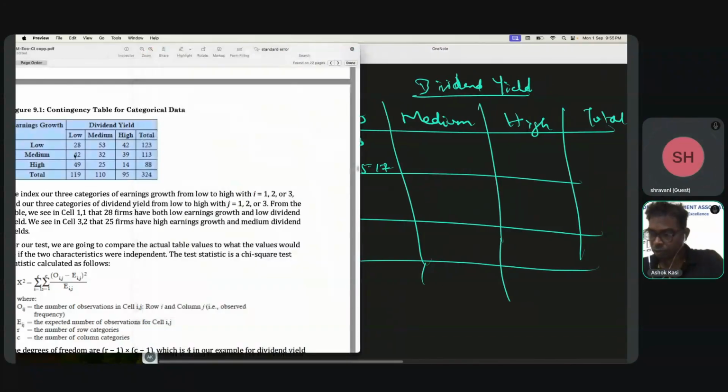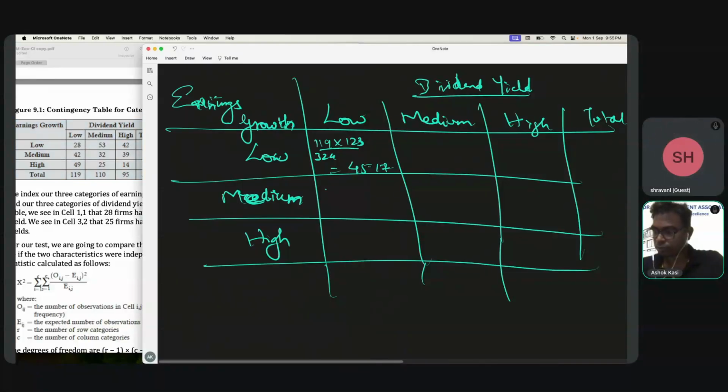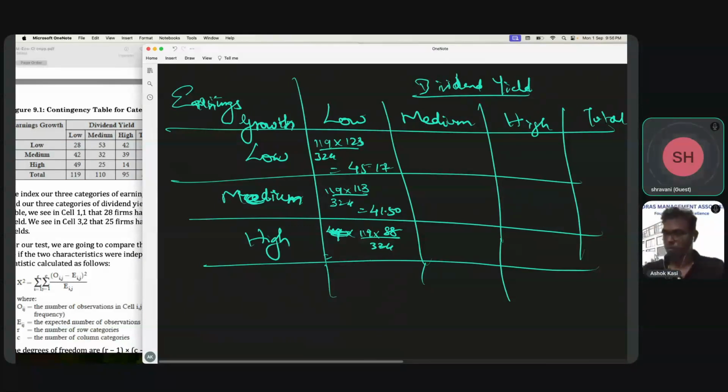Now second one is, again, 119 into 113 divided by 324. 41.50. Okay. Then 119 into 88 divided by 324. 32.32. So this is how you are supposed to get the expected value.